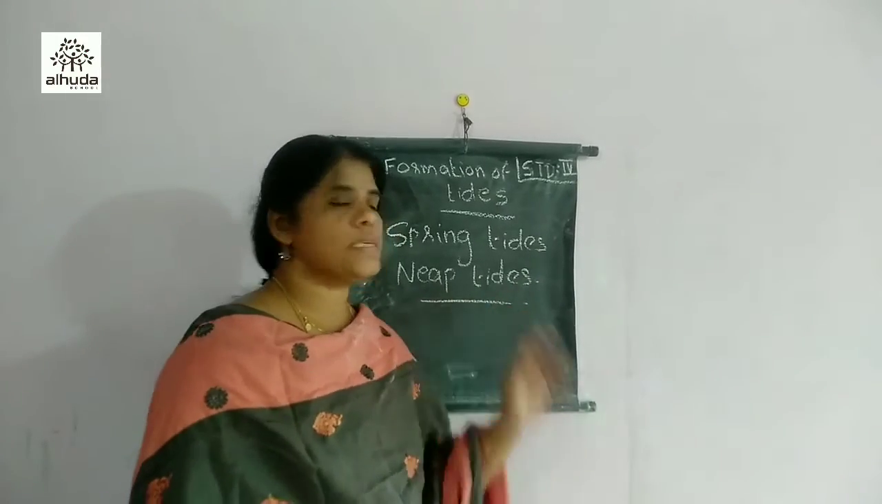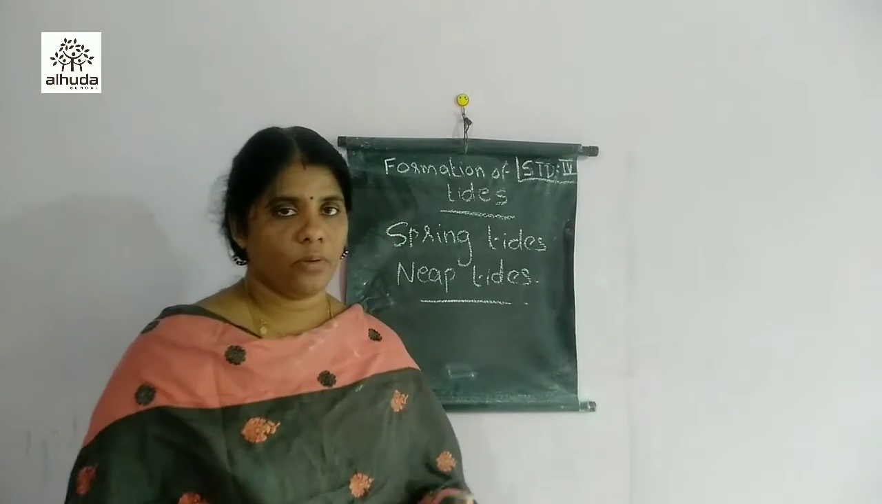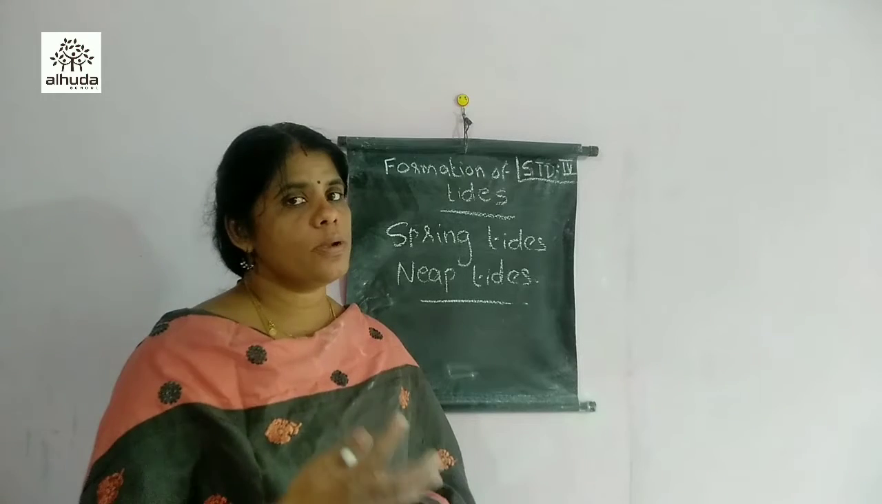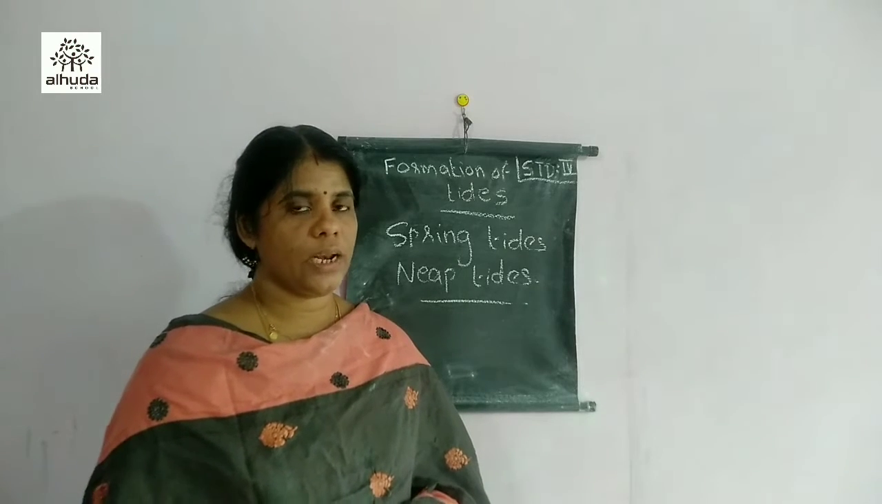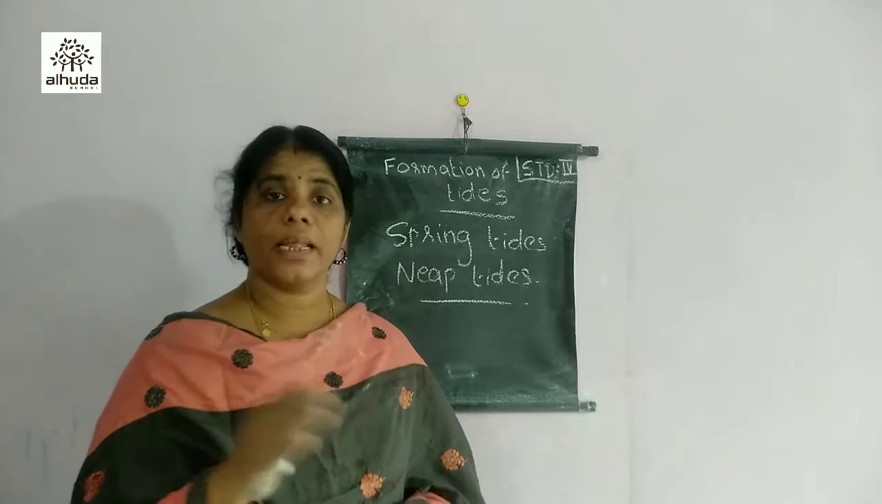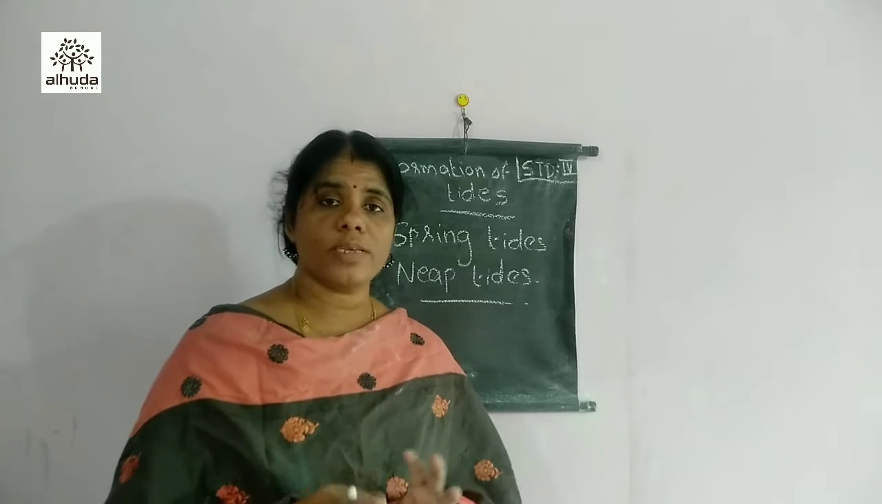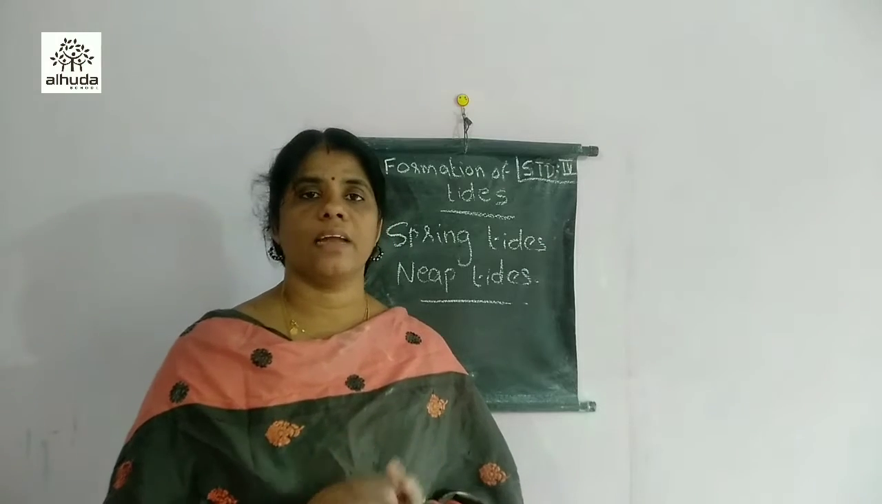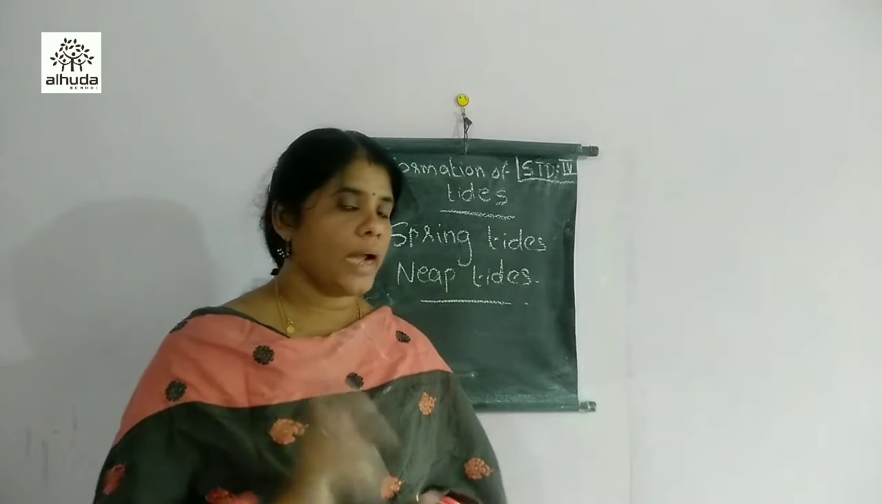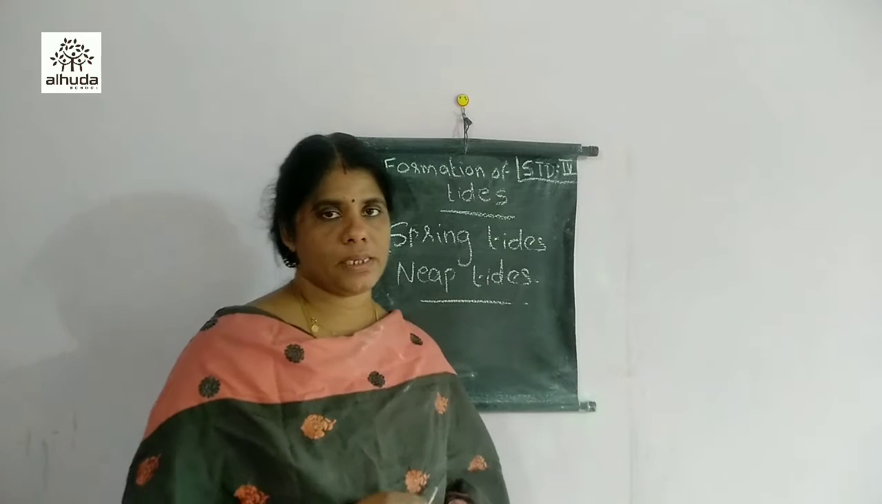What are neap tides? During quarter moon, the sun pulls the sea level in one direction and the moon pulls the sea level in another direction. So what will happen? The tides are the lowest at quarter moon. So those tides are called neap tides.